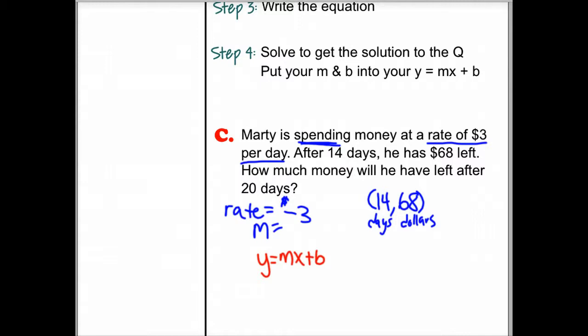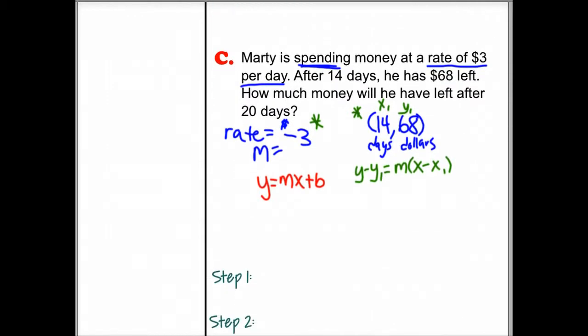So in order for us to write it as y equals mx plus b, we need to use our point slope form because we have our slope and we have our point. So we are going to use y minus y1 equals m times x minus x1. So we know that this is x1 and this is y1. So now we can go ahead and plug everything in.